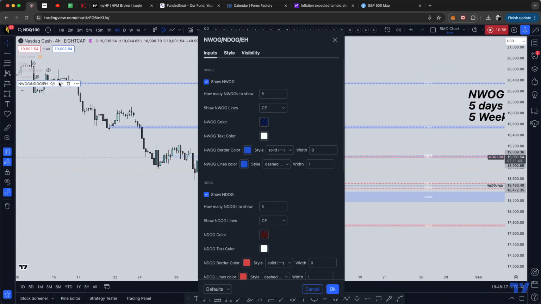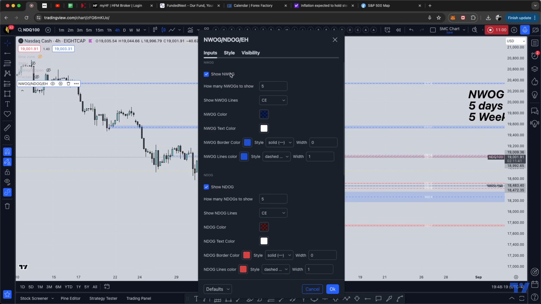Now, look at the settings. When you go on the settings wheel right here, you see new weekly opening gap, 5. How many new weekly opening gaps to show? 5, right? It will show you. You can even put less if you want to see less, right? So you see the lines, you see the consequent encroachment, which is the 50%. It will mark up the 50%. I will explain that probably in another video. I don't want to make this one too long. But this is how ICT also marks it up, which is the consequent encroachment is the 50% of the gap.